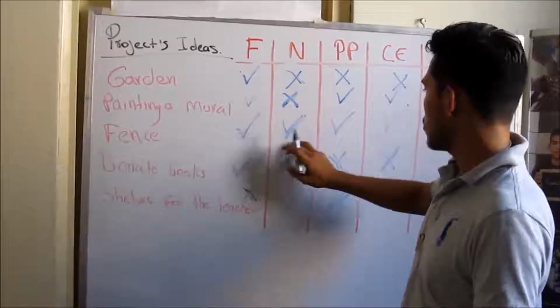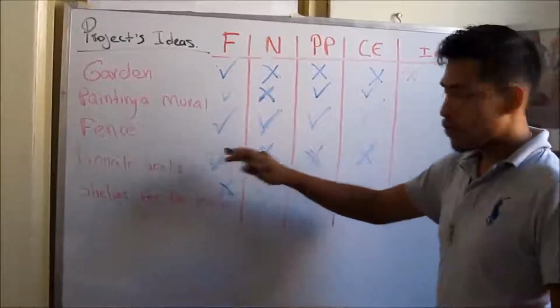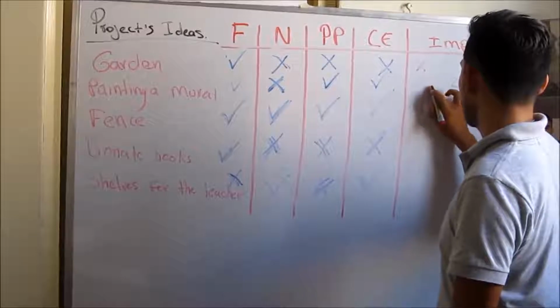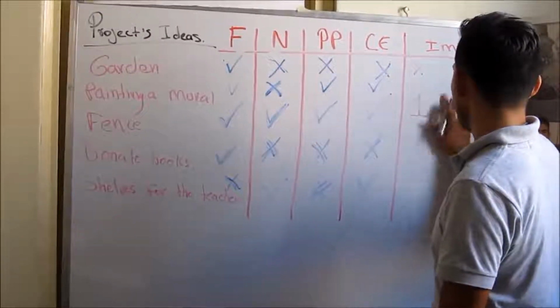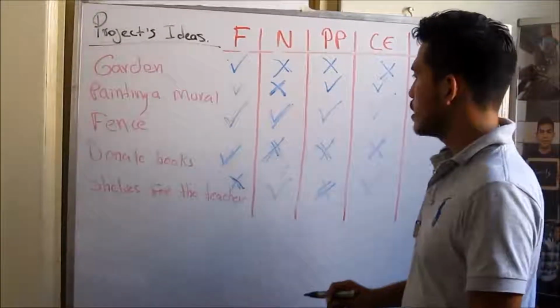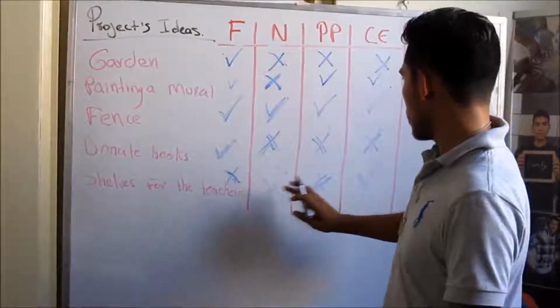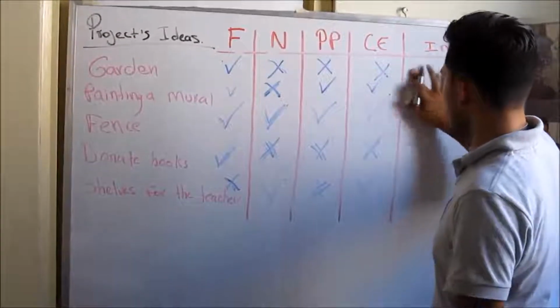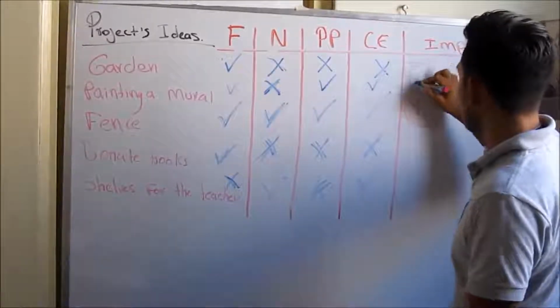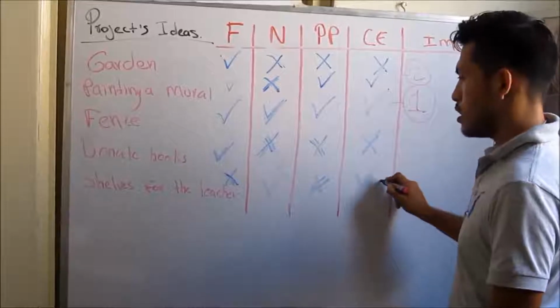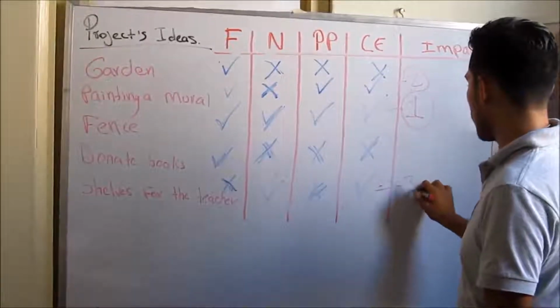Then we got 1, 2, 3. We got all 4 here, so this is gonna be the first one. So this is gonna be the first idea. Then here we got just 1, so this is not. Here we got 2. So since we got 3 on top, it will be second. This one, and this one, the shelf will be the third idea.